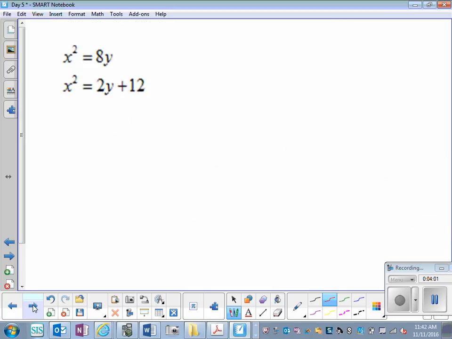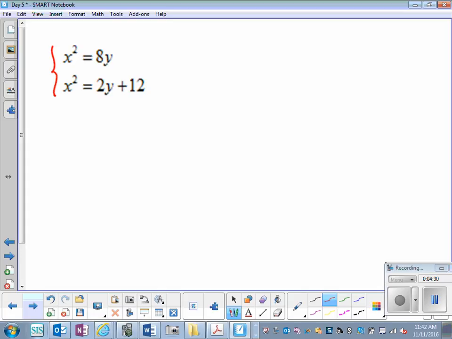Let's try another one. x squared equals 8y, and x squared equals 2y plus 12. Okay, so what do we do? Which variable should we isolate? Let's be smart about it. Set 8y equal to 2y plus 12 and then solve for y. Yes, so what Mary is saying is we could isolate x squared.